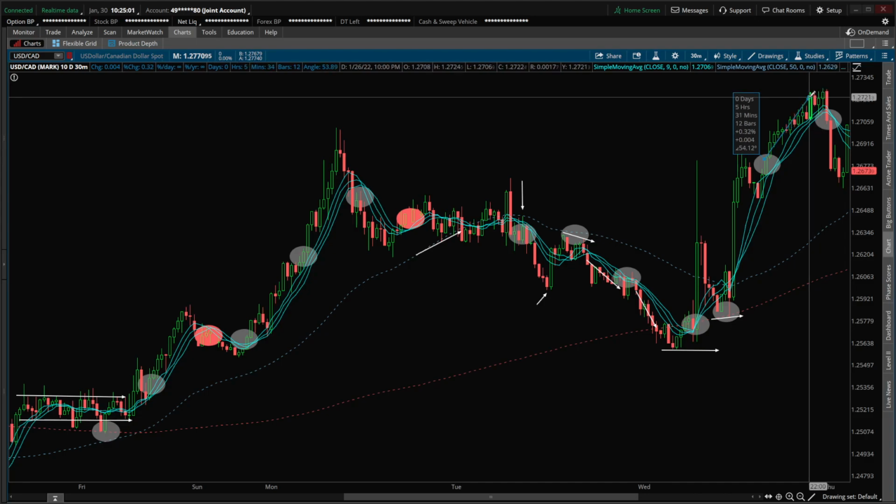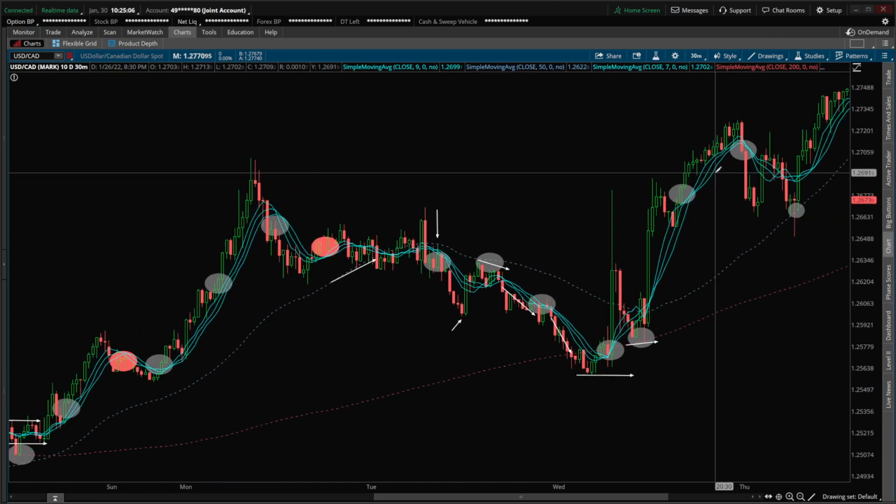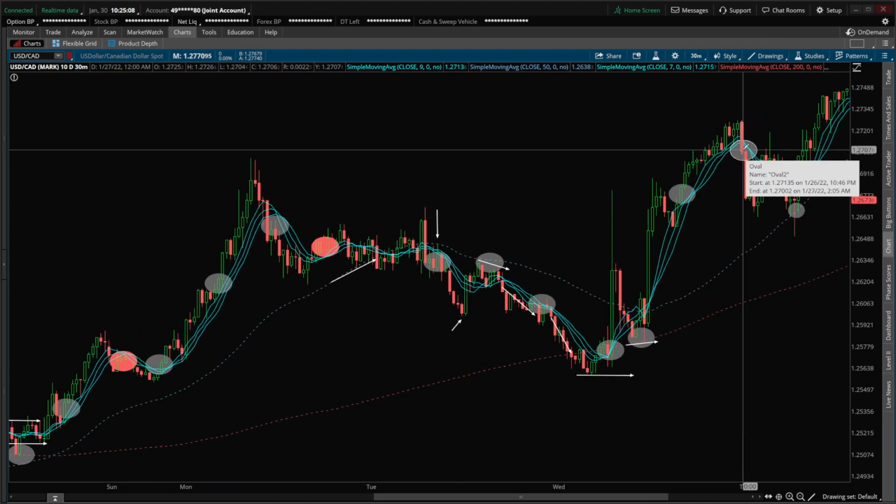Okay, 5 hours and 30 minutes to 7 hours and something, somewhere in that range. Here we get a close below the moving averages. That tells us that this impulsive move to the upside is over.